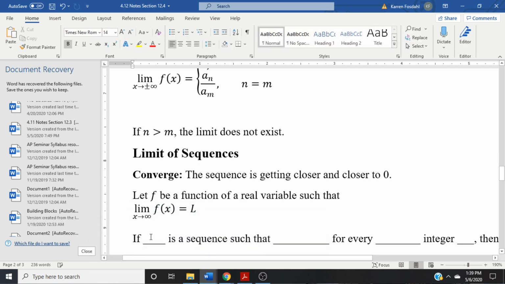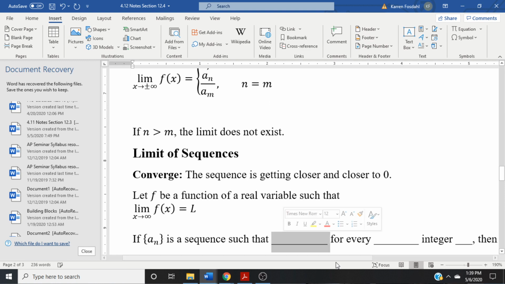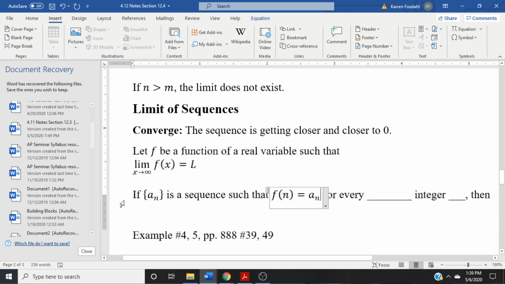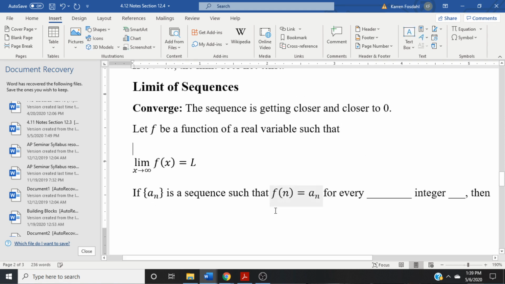If we have some a sub n, if a sub n is a sequence such that f of n equals a sub n. So basically, we're comparing a function and a sequence. They're kind of the same thing.